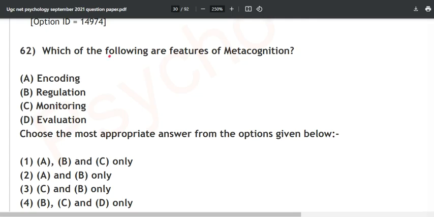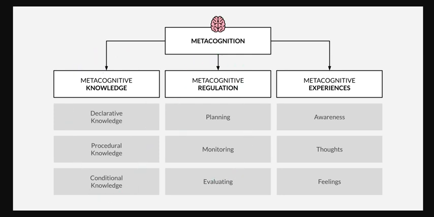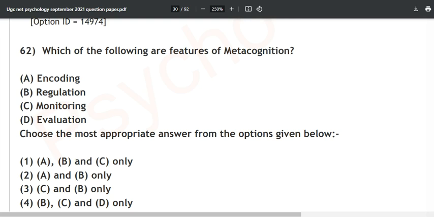Which of the following are features of metacognition? We don't find encoding anywhere. Encoding is for encoding, storage, and retrieval. Sometimes they will ask you this easy question. Now, what is the answer? Regulation, monitoring, and evaluation. And that is why I'm telling you to remember at least one of these things, because they have asked only from this single head. So take the screenshot and just move ahead. This is not going to come. Option number 4, B, C, D is the correct answer over here.